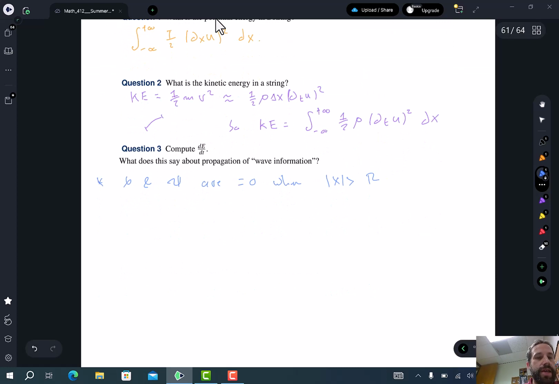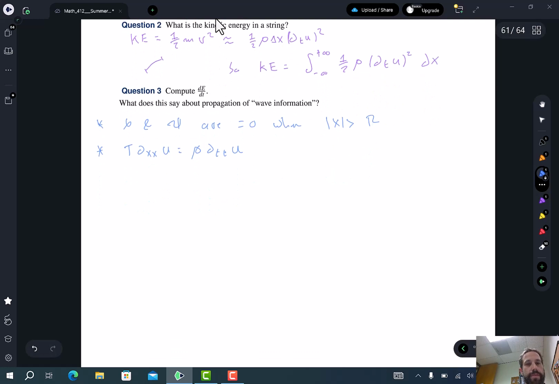The other thing that isn't really an assumption, but I just want you to remember, is that we can write the equation with the c squared, but this is equivalent to writing T times the second x derivative is equal to rho times the second t derivative. Okay, that'll be important for just a moment.